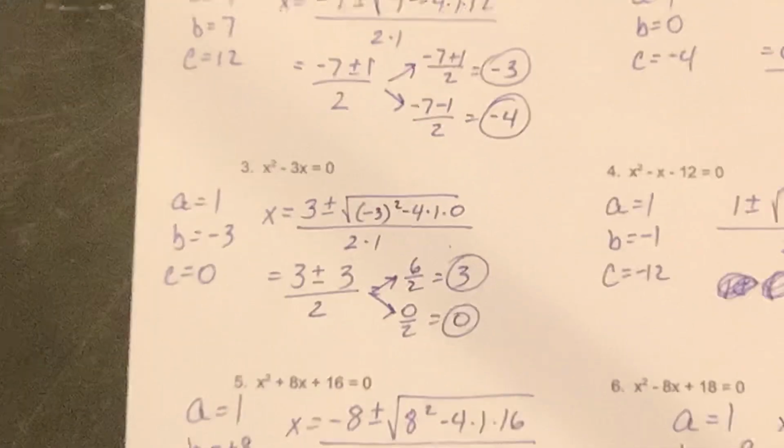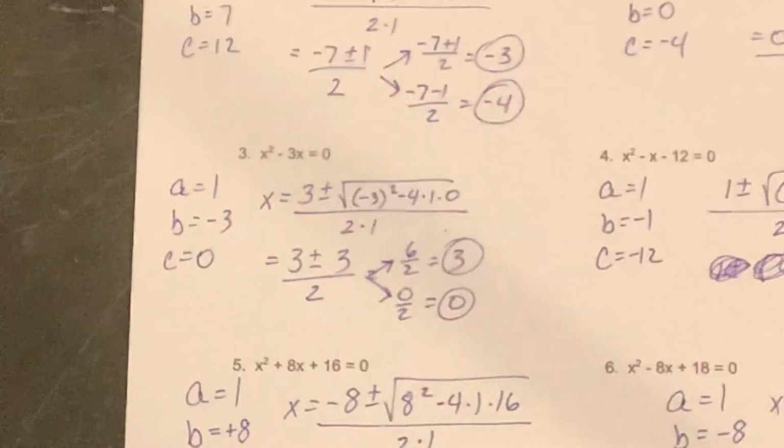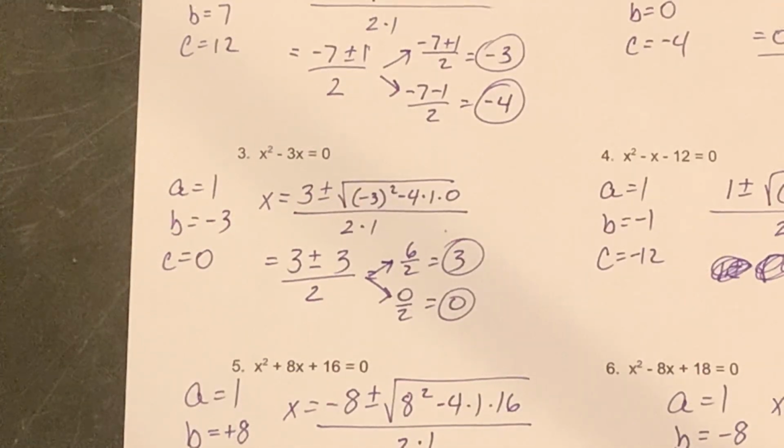Number 3, A is 1, B is negative 3, C is 0. Again, solving this by factoring would be much quicker. But opposite of negative 3 is 3, plus or minus the square root of negative 3 squared minus 4 times 1 times 0. When you're going to square the negative 3, make sure it is in parentheses. The radical turns into 3, so you get 3 plus 3 over 2, which gives you 3, and 3 minus 3 over 2, which gets you 0. So your answers for that one are 3 and 0.